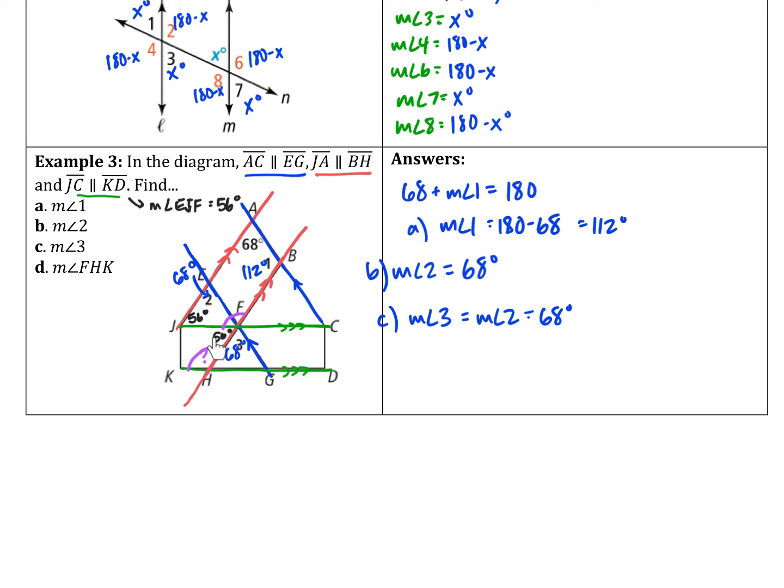So maybe I don't even care about this angle right here, because now I can look and say this 56 degree angle here and my mystery angle, the one I'm trying to find, those are same side interior angles. So that tells me that if I take the measure of angle FHK and I add it to 56, I should get 180. And so then the measure of angle FHK is equal to 180 minus 56, which is 124 degrees.